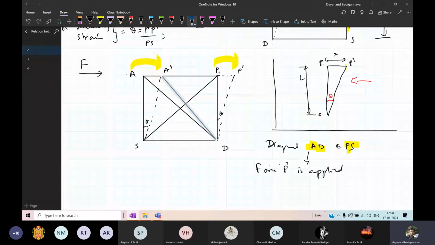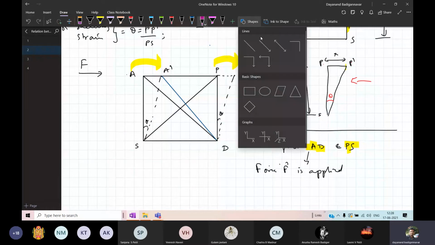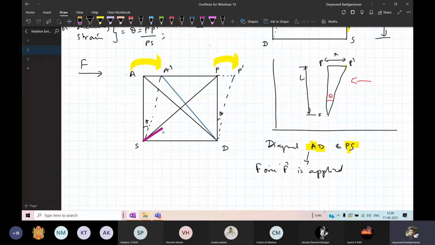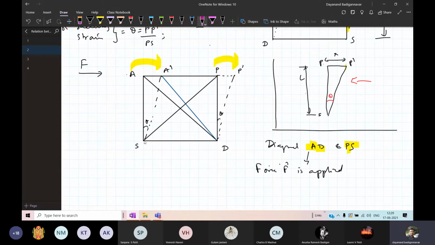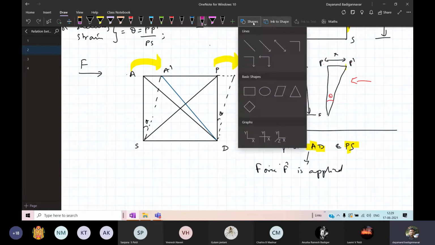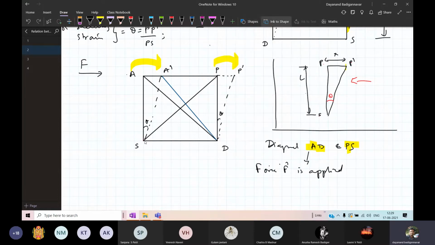Similarly, in the second case, the diagonal was SP. Due to the application of the force, the point has shifted to P dash. The diagonal again changes from PS to P dash S. What is the new diagonal you have? So I will draw a new diagonal. This is the new diagonal. Now you are getting the point.